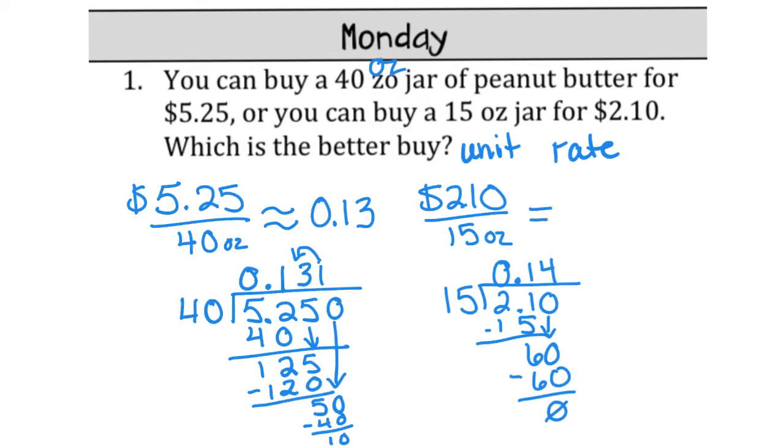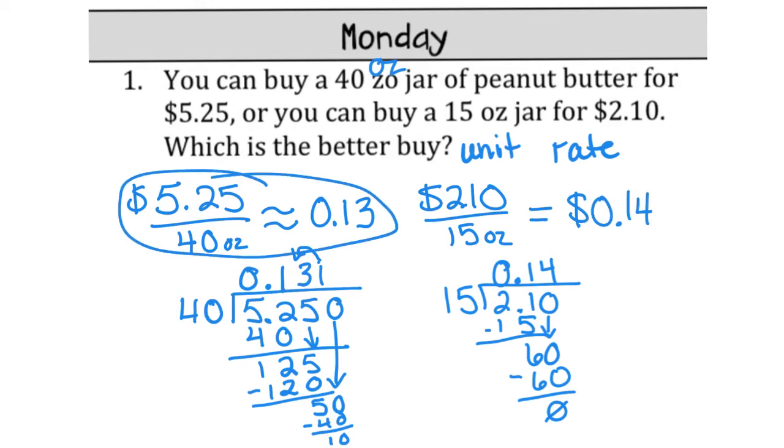Notice I used squiggly lines on the first one, and on this one I'm using the equal sign, because this means that this is an exact amount. So this one was 14 cents. So we can say that the $5.25, the 40-ounce, was the better buy.